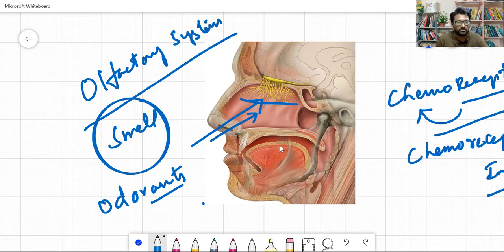So there would be almost 10 million olfactory cells, with around 350 different types of receptors present in these olfactory regions.